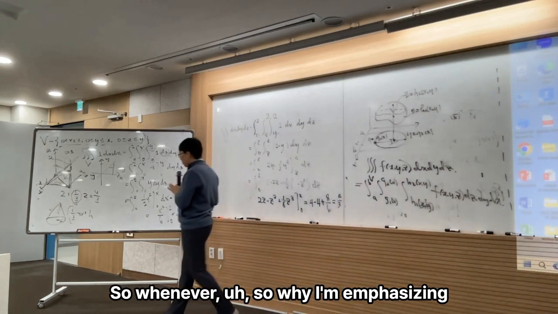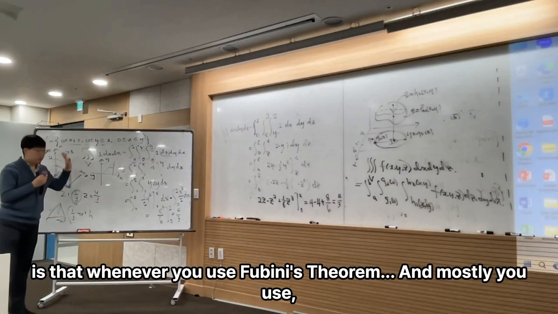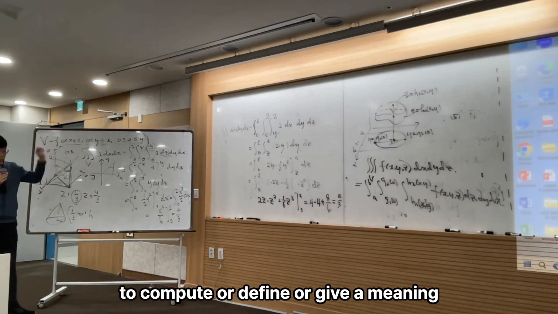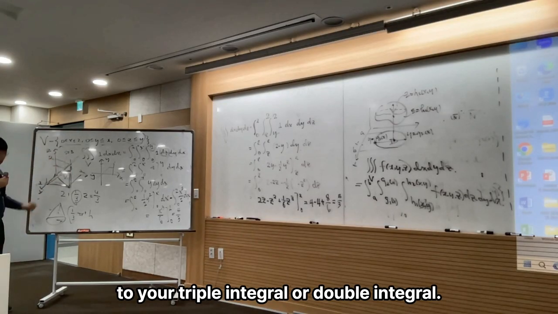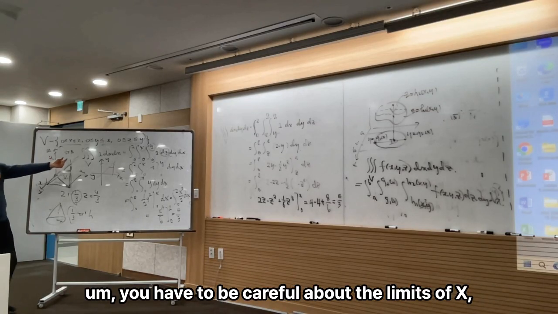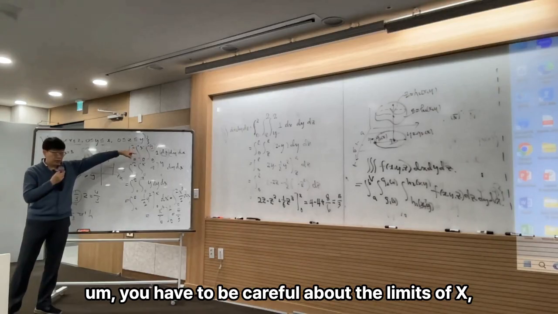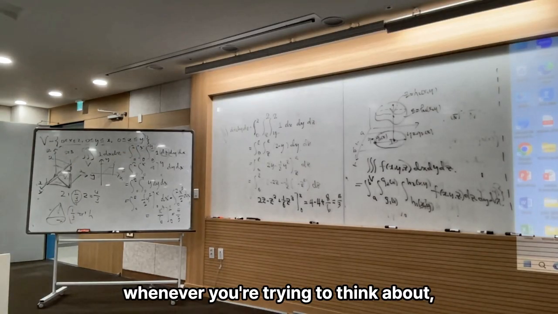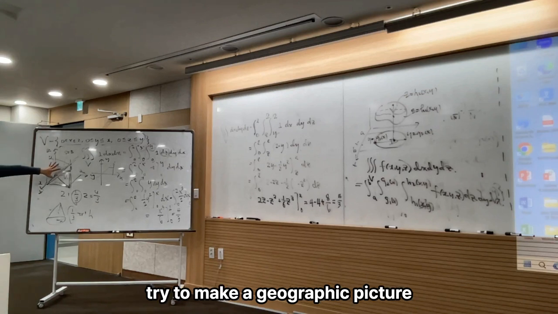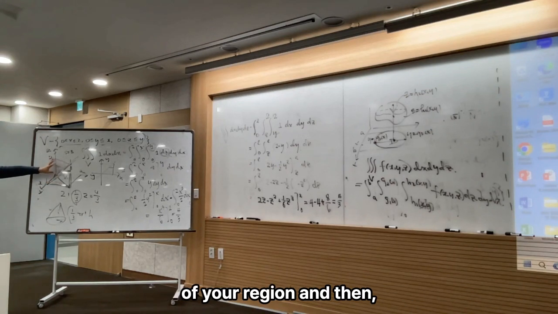What I'm emphasizing is that whenever you use the Fubini theorem, and mostly you need to use the Fubini theorem to compute or define or give a meaning to your triple integral or double integral. But when you need to change the order of the iterated integral, you have to be careful about the limits of x, y, and z. So whenever you try to think about the proper range of each coordinate, try to make a geometric picture of your region and then make the change.